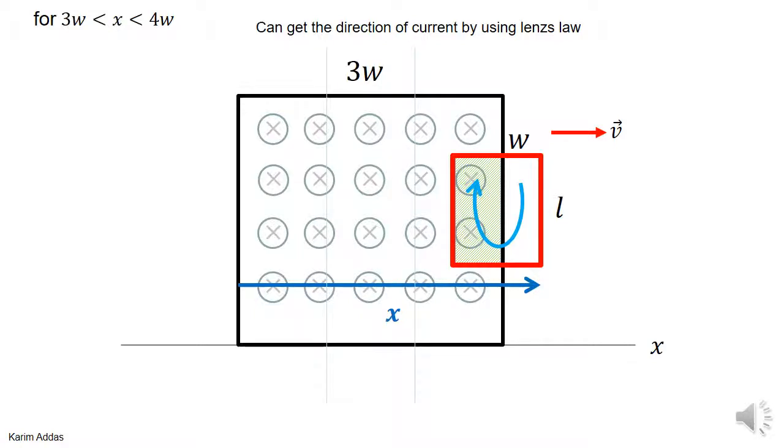If you make a current in this way, put your fingers in the direction of the current, the thumb will point into the page in the direction of the induced magnetic field.